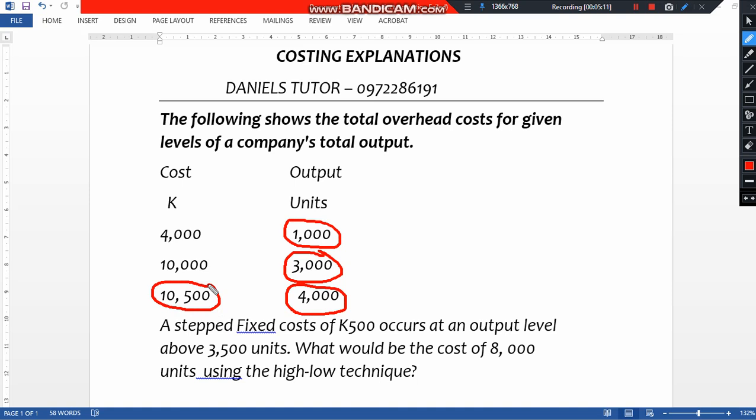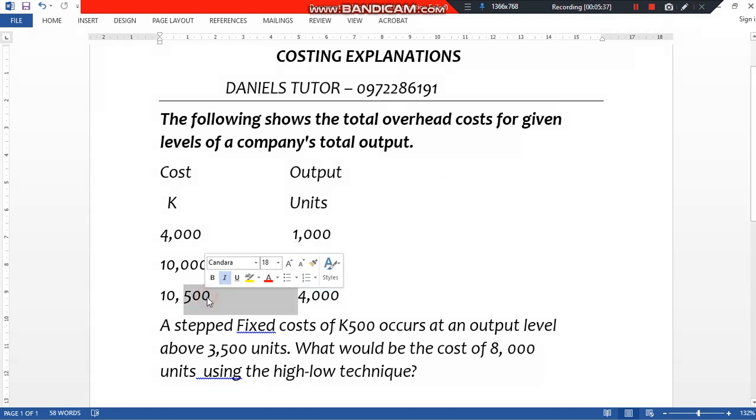So you pick all the units above 3,500 and remove the stepped fixed cost from the total cost. In this case, 1,000 is below 3,500, 3,000 is below 3,500, but 4,000 is above. So the cost of 4,000 units is where we subtract the stepped fixed cost. So here, we say 10,500 minus the stepped fixed cost of 500. Yeah, so that's how you do it. If we remove 500 here, we remain with 10,000.